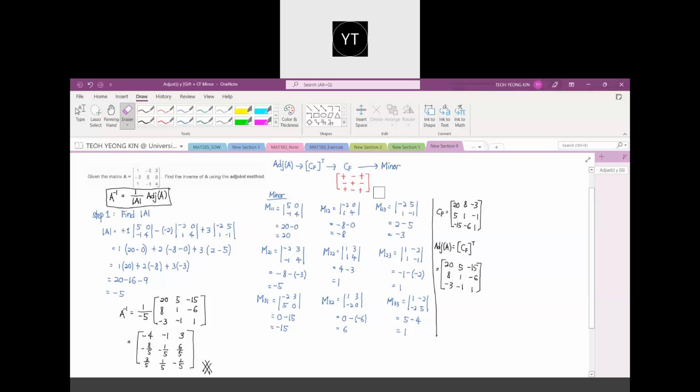Most of the students, they skip past this part. Dia direct buat nilai ni 20, negatif 8, negatif 3. Dia terus tulis kat sini, tanpa rujuk this table. Tanda ni lah, dia tanpa rujuk, dia terus tulis saja. Salah kat sini lah. And then lepas kita dapat tanda ni, jangan lupa this part. And then barulah kita transposekan dia. This transpose is the adjoint A. So kat sini kita dapat, kita darab sajalah. And then we have the answer. So this is how we're going to use the adjoint method to find the inverse of a matrix.